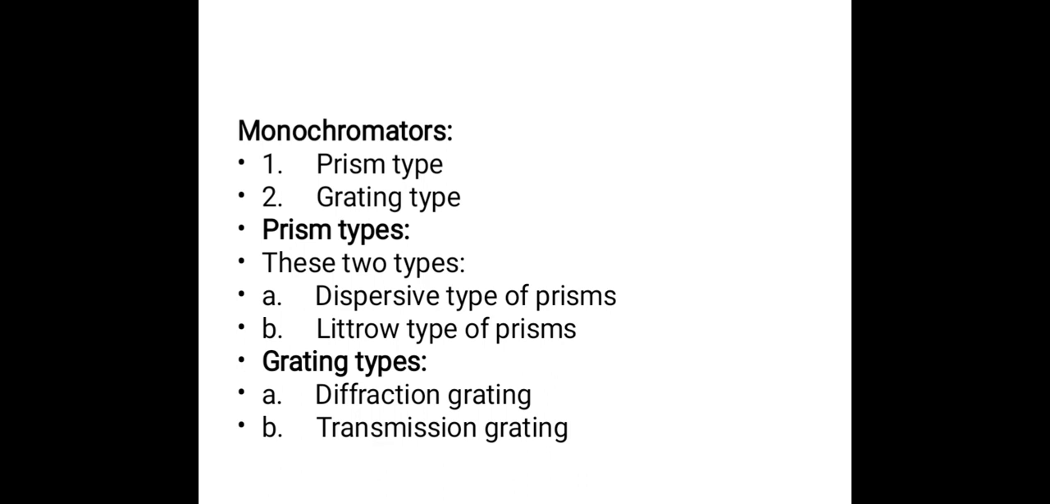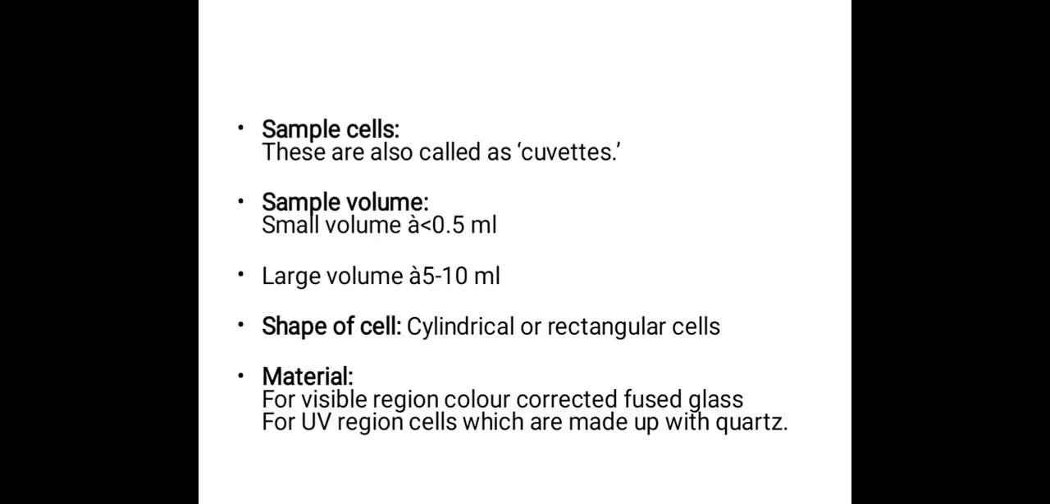There are two types of prisms: dispersive type prisms and Littrow type prisms. Grating systems: diffraction type grating and transmission grating. Sample cells are also called cuvettes. Then sample volume and the shape of the cell, cylindrical or rectangular cells. Material: for the visible region, color corrected fused glass; for the UV region, cells made of quartz.